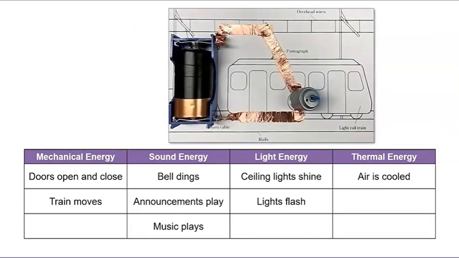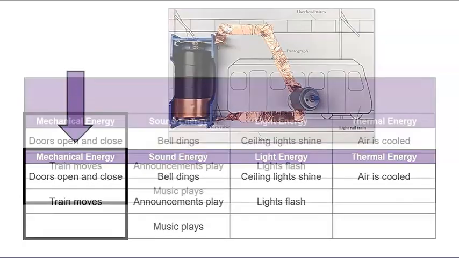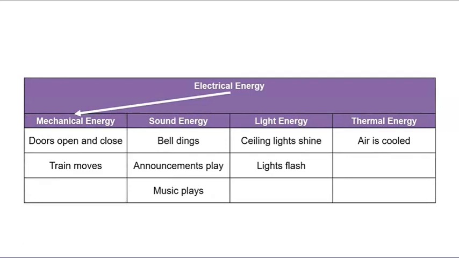In our previous lessons, we modeled how electrical energy travels in a circuit and is transformed into mechanical energy to move a light rail train. We should add electrical energy to the very top of our chart. We've learned that electrical energy can be transformed into mechanical energy. Electrical energy can also be transformed into sound energy, light energy, and thermal energy.